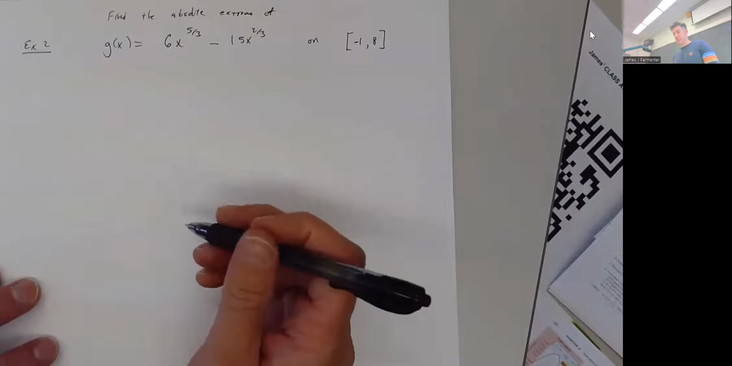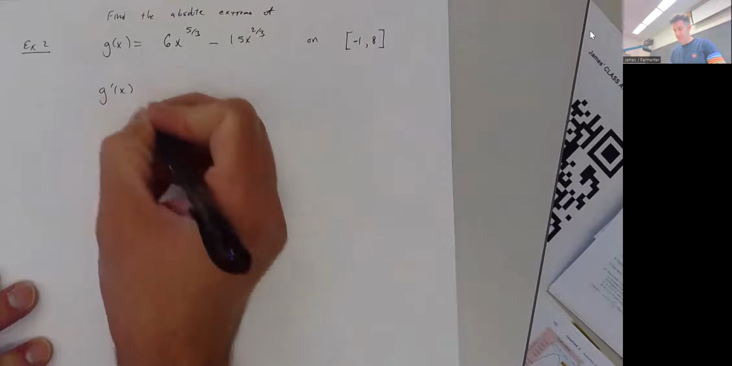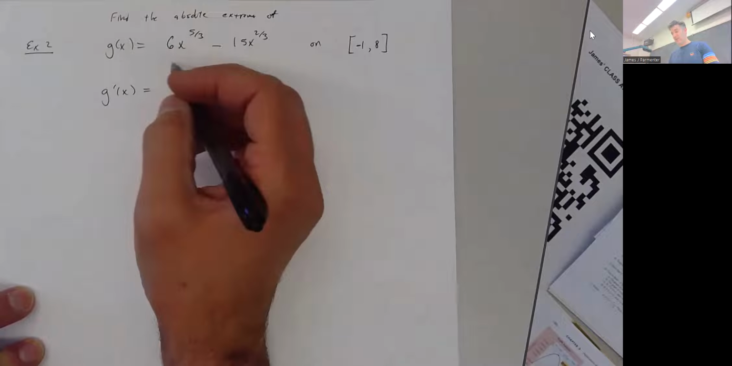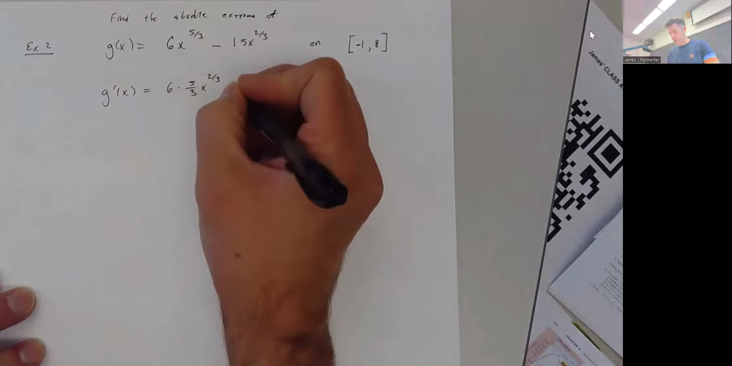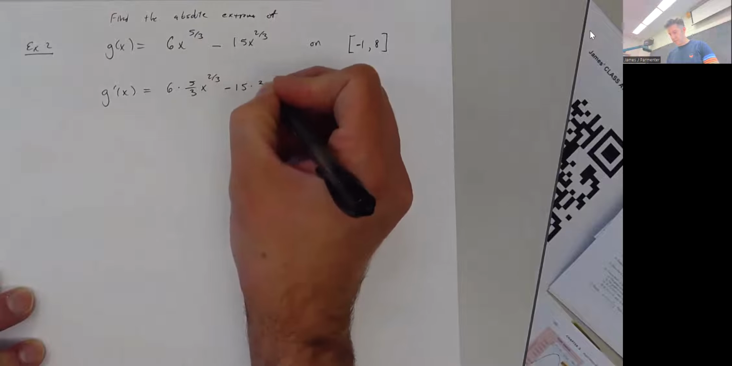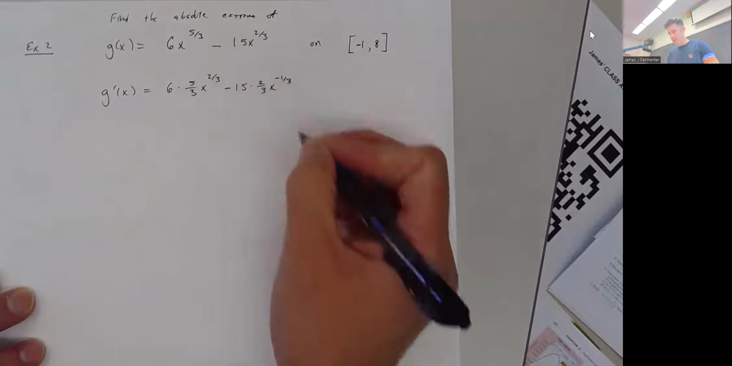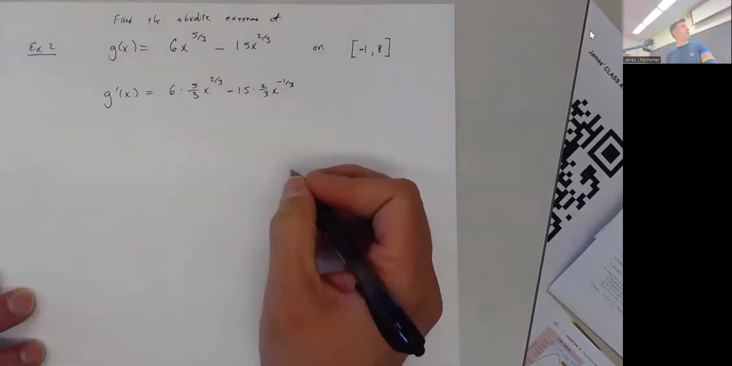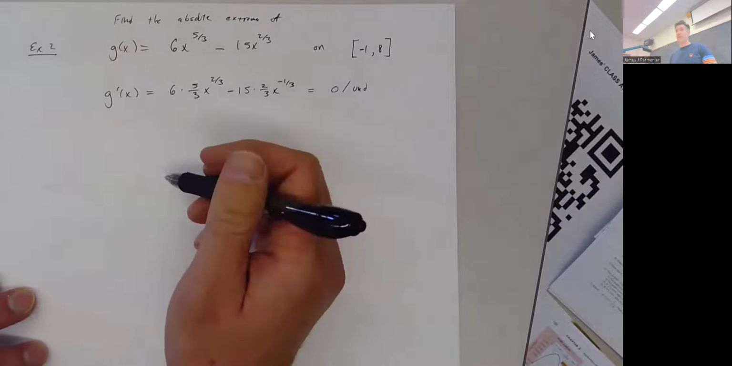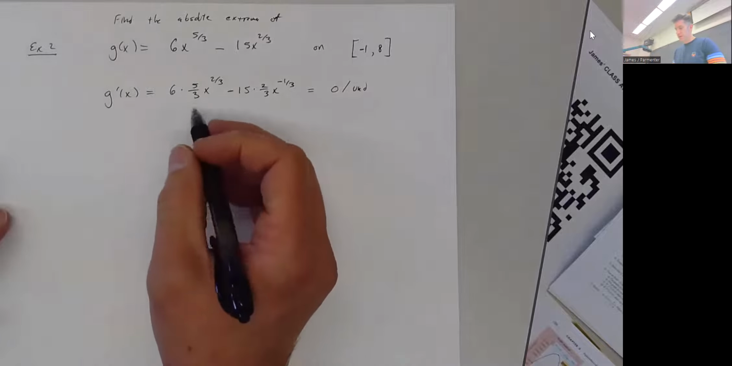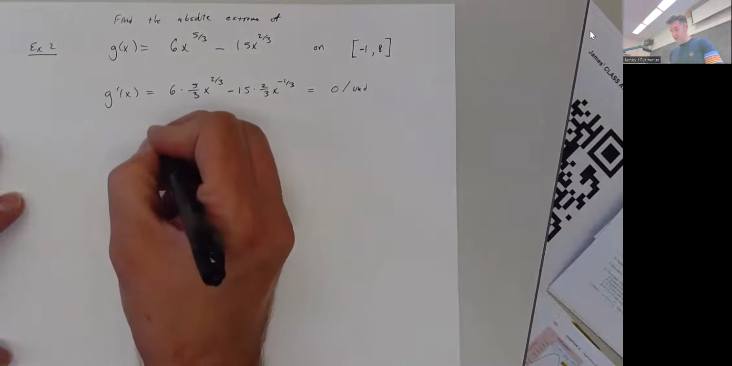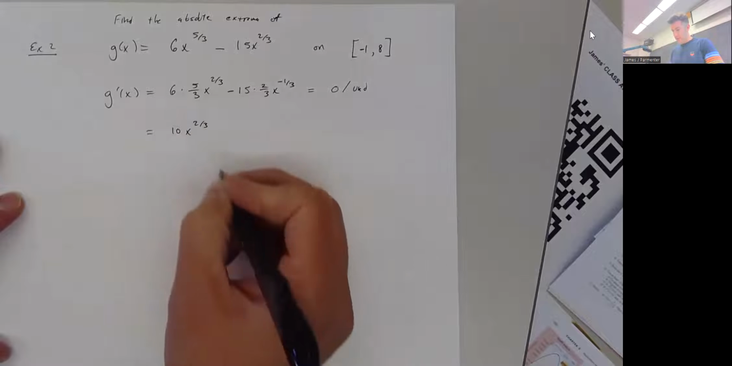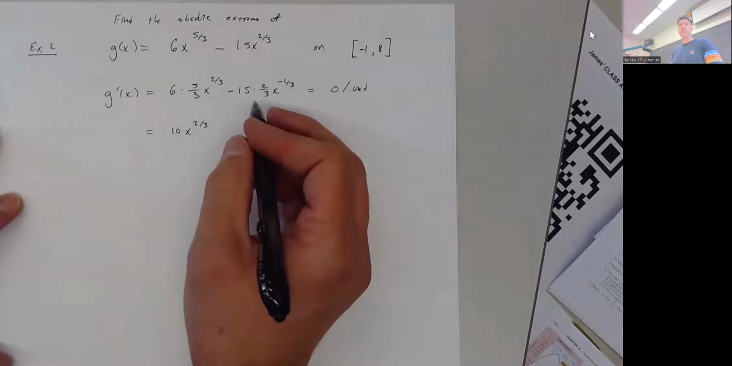All right, critical values. G prime is going to be the derivative of 6x to the 5/3, which is 6 times 5/3 x to the 2/3, minus 15 times 2/3 x to the -1/3. That looks kind of gross. We're going to see where this is 0 or undefined, because there is a place where this is undefined. So let's simplify a little bit. 6 times 5/3 is 30/3, which is 10. This is 10x to the 2/3. 15 times 2/3 is also 10.